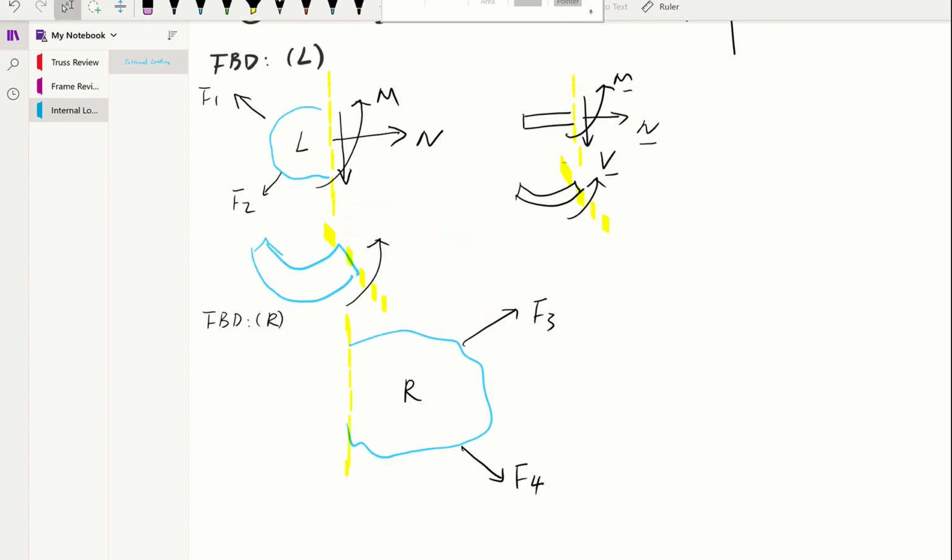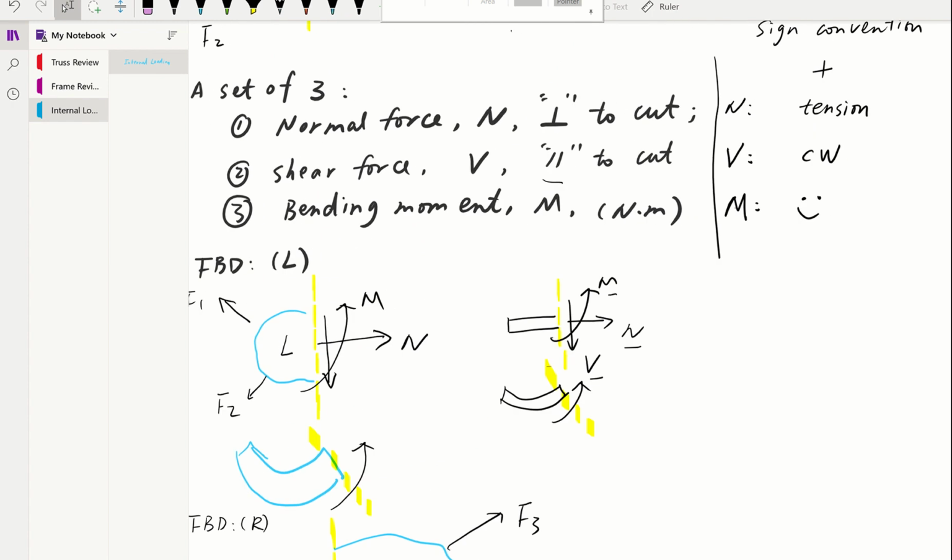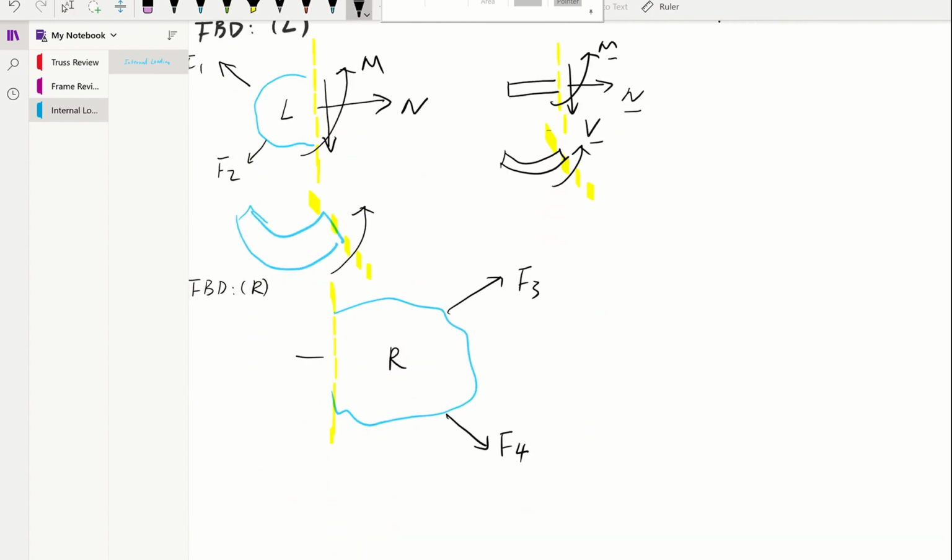Now let's take a look. Using our sign convention, normal is perpendicular, so it's going to be in this direction. However, now the cut is on the left. To make this section be in tension, this has to be to the left in this situation. That's our positive. Then for shear, we make the entire right section rotate clockwise. Shear has to be up and down, parallel to the cut. To make this clockwise, which way? That's right, we have to go up to make this clockwise rotation. That's our V.